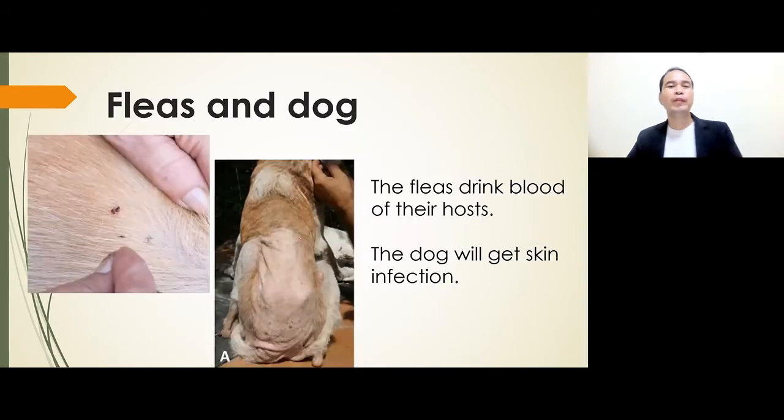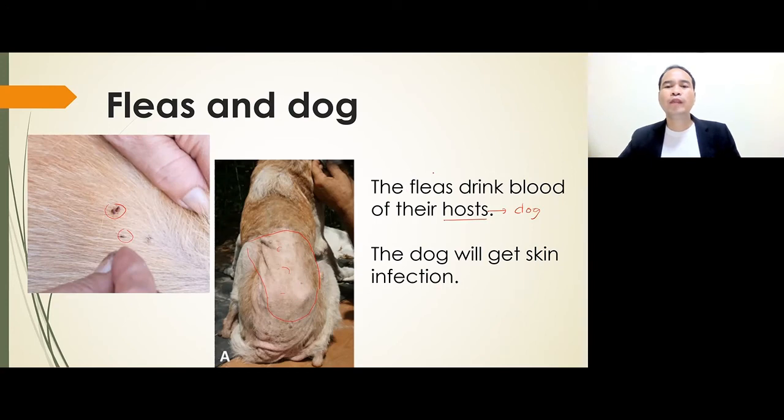Okay, so let's go to another situation. You have your fleas and your dog. So try to look here. Only the fleas are very happy, drinking the blood of their host. The host here is the dog. And the dog will get what? Only skin infection. So look at the hair of the dog in this area. There's no more hair because these fleas are living in this area.